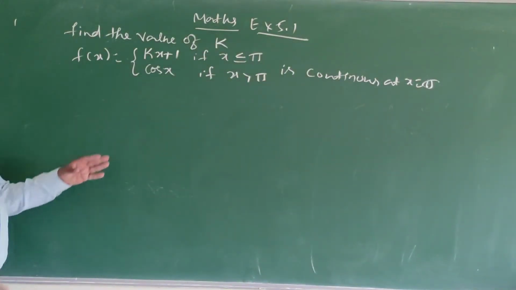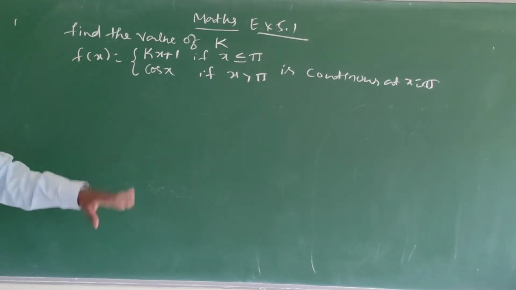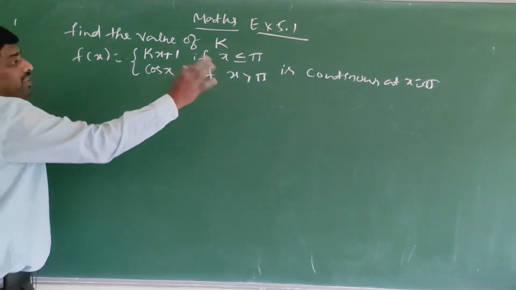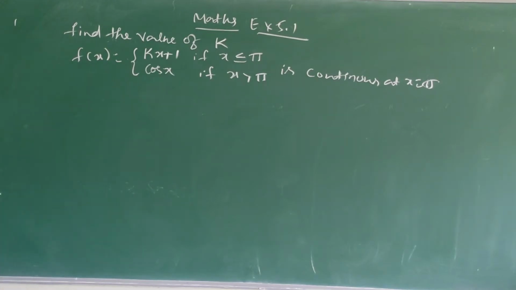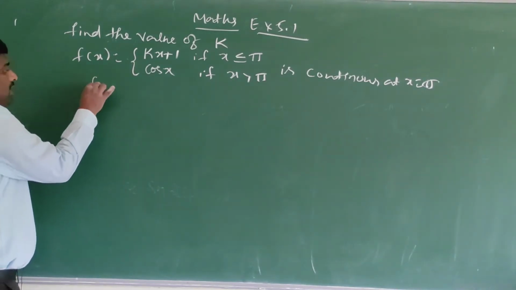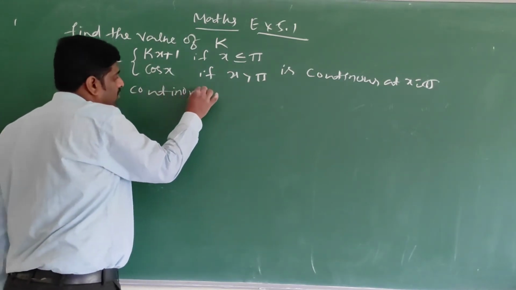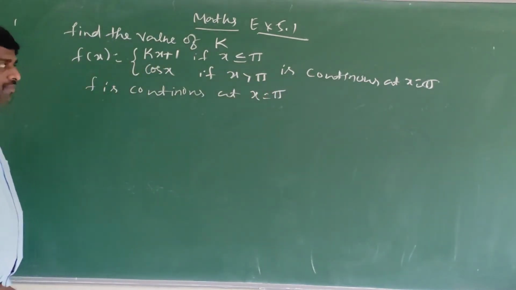This type of problems, value of k problems, they will ask compulsorily one problem in the board exam. So they only give f is continuous at x is equal to pi. No need to check whether f is continuous or discontinuous. They only give f is continuous at x is equal to pi.